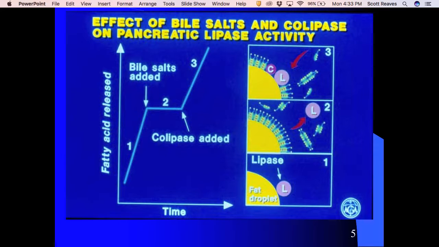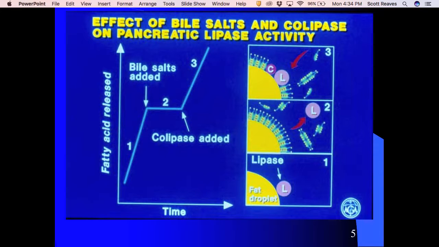Okay? Now that's not what happens in the gut. In the gut, at the same time that lipase goes into the small intestine, so does bile. And bile includes bile acids. Remember what bile acids do? They emulsify those droplets. Those bile acids bind to the surface of the triglyceride droplets and make them into smaller lipid particles.